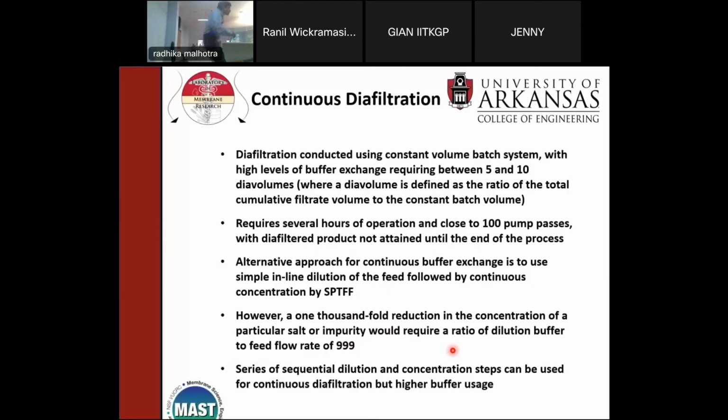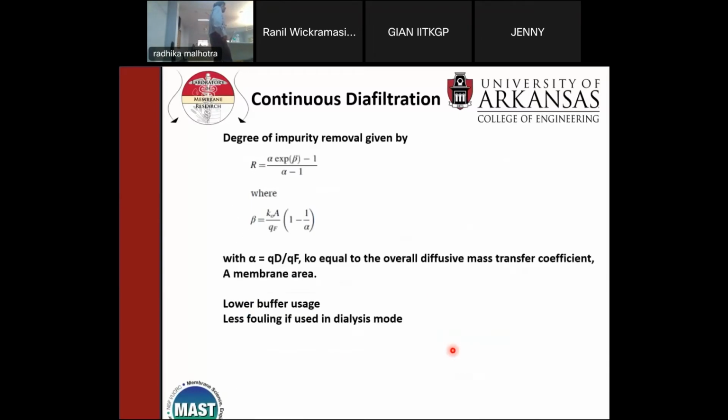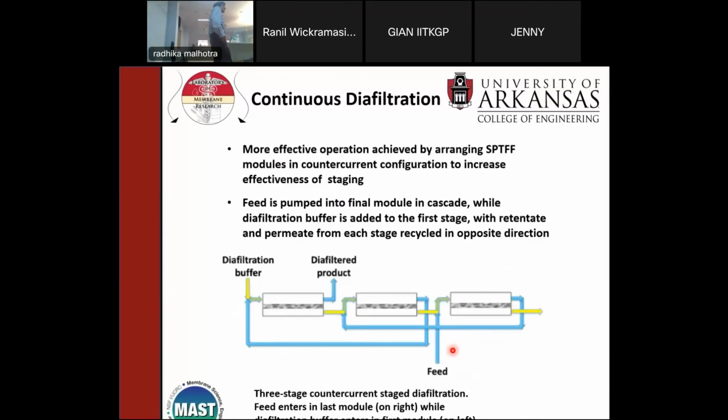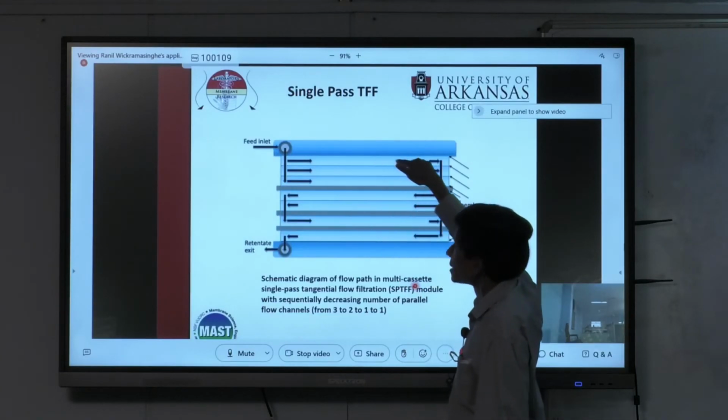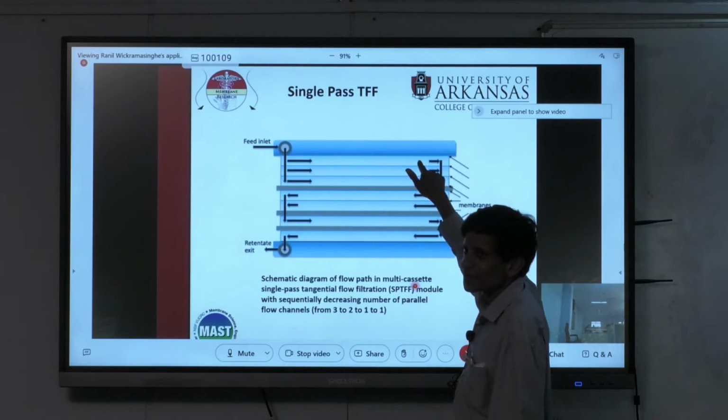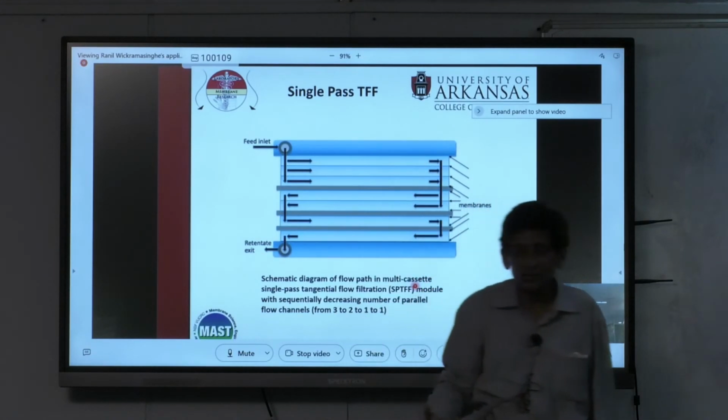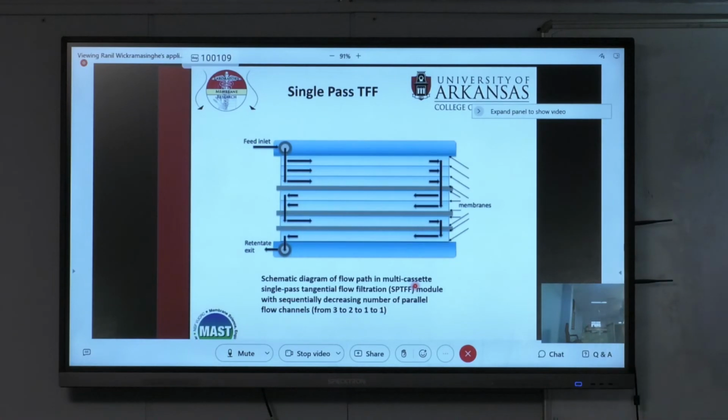Alternative approach for continuous buffer exchange is to use a simple inline dilution of the feed followed by continuous SPTFF. However, a 1,000-fold reduction in concentration of particular salt or impurity would require a ratio of 999. What that means is that we could run this system. Yeah, we could use this system. This was a single pass, and we could keep adding throughout this our diluent all the way through. But that's really not very effective, okay? You end up using even more volume than you would if you use constant volume diafiltration than we do now, okay? And so that's what that was telling you.